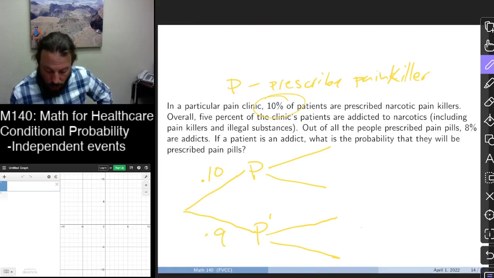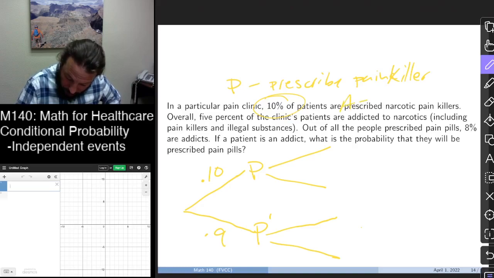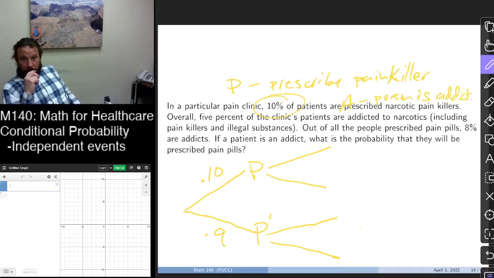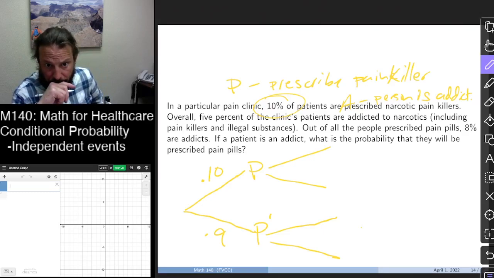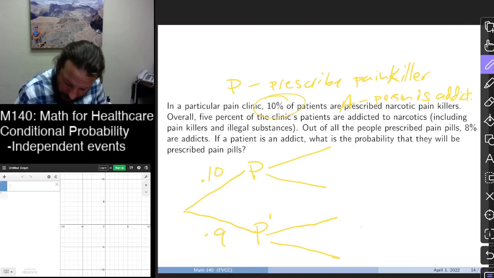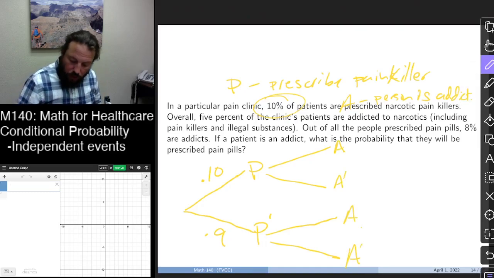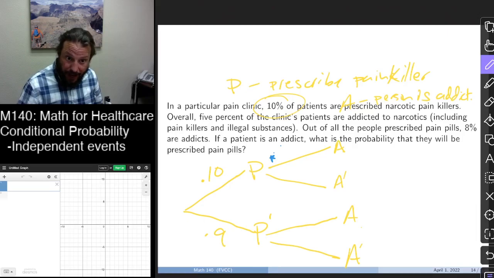Now, what's my second set? We'll call it A. That person is an addict. I don't know how they define that, but 8% are. Now let's think about that. What is this saying? Out of all the people prescribed pain pills, so A is over here. Addict, not addict, addict, not addict. Now remember, what do we have to put in here? That's the probability of A given P.